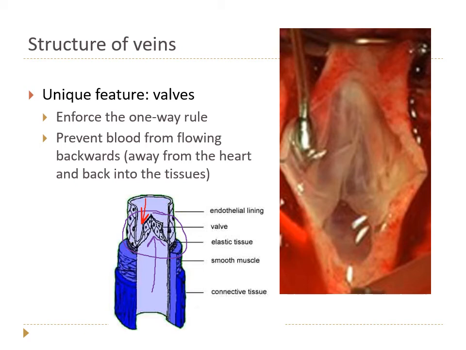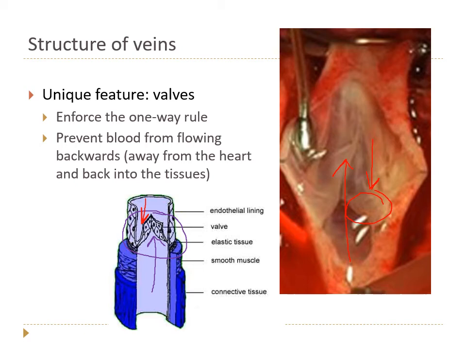So I realize this picture isn't very high resolution. It's hard. Veins are small, right? But this is the valve right here. And so blood can go through this way. But if it tries to come back this way, the valve is almost like a parachute that kind of poofs out and prevents it from doing that.